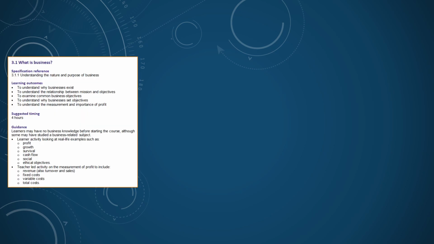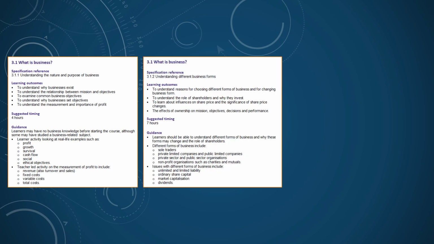You have 3.1.1, which is understanding the nature and purpose of business, with 5 learning outcomes, and a suggested timing in the classroom of 4 hours on that. And a bit more guidance on a bit more depth of the topics that you should know and understand. Then we have 3.1.2, understanding different business forms.